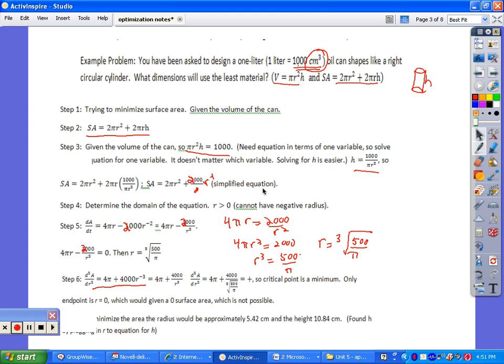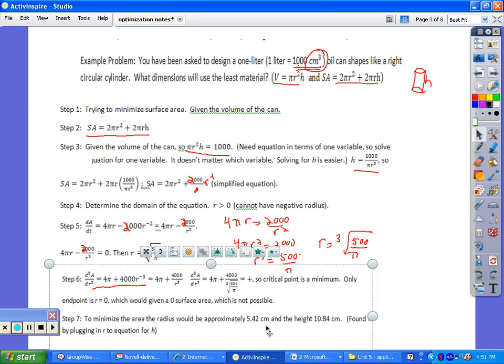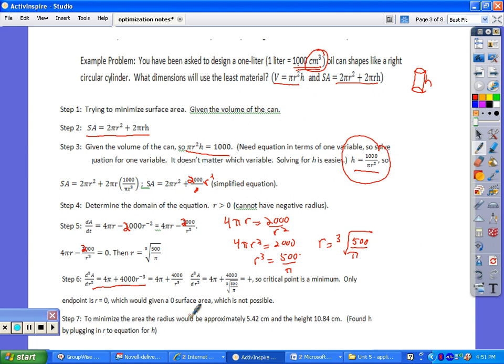And then the last part is to answer the question. So it said dimensions. So not only do we need the radius, but we need the height. So I simplified this, and you get 5.42. And then if you plug 5.42 into this equation up here, we can get the height, which is 10.84 centimeters. And make sure your answers, guys, are always 3 decimal places, even though these are only 2, because the AP exam wants at least 3 decimal places.